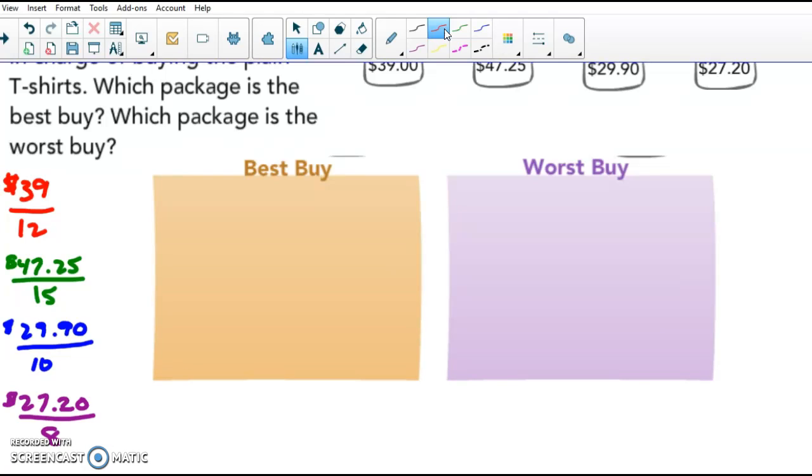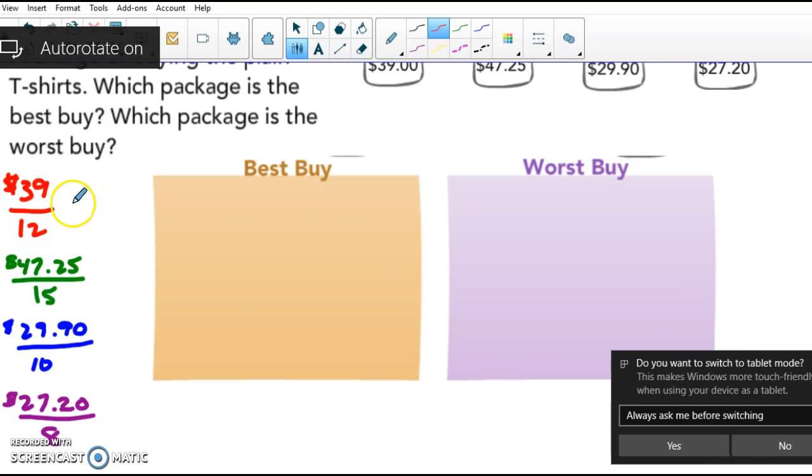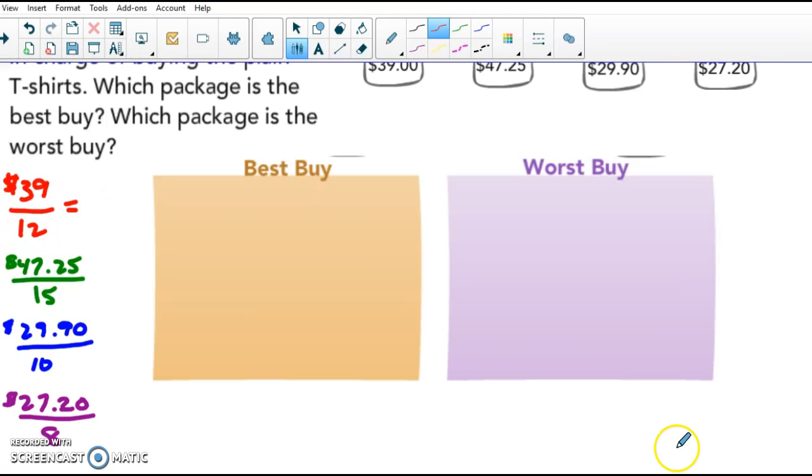Okay, so to turn these into unit rates, let's start dividing. Obviously, if I want to know the price for one shirt, I'm going to be dividing by 12 on the bottom, so I'm going to be dividing by 12 on the top. So when I do $39 divided by 12, I get $3.25 for one t-shirt. Not too bad.